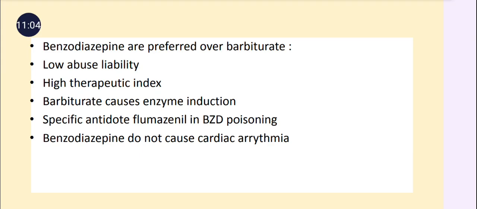Then specific antidote flumazenil can be used in benzodiazepine poisoning. There is no specific antidote for the barbiturate poisoning, but there is a specific antidote for the benzodiazepine poisoning, that is flumazenil. And benzodiazepines do not cause cardiac arrhythmia, so that's why benzodiazepines are a safer drug as compared to the barbiturates.